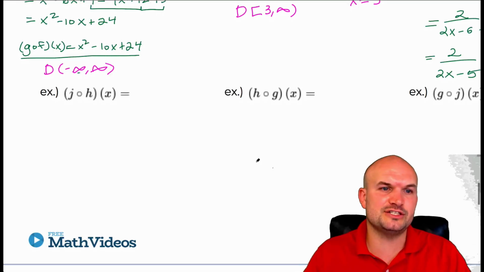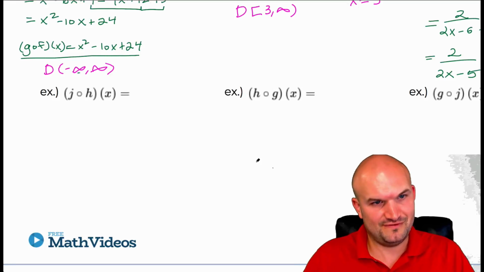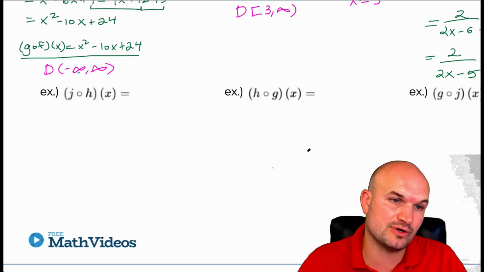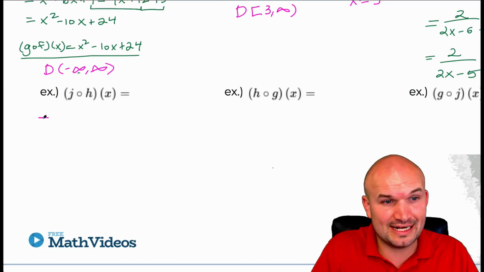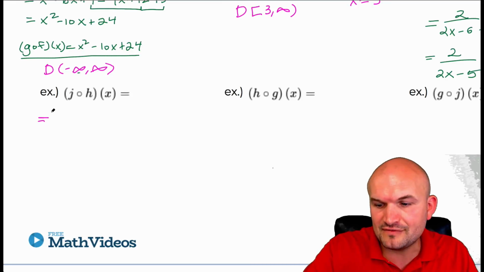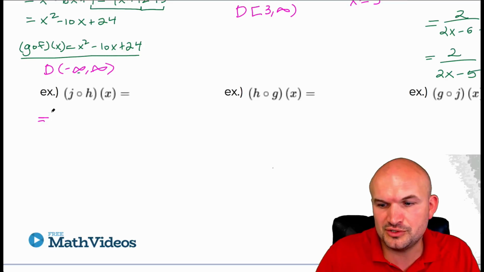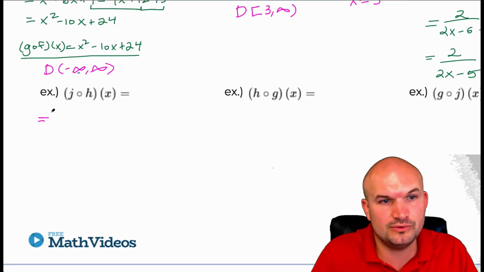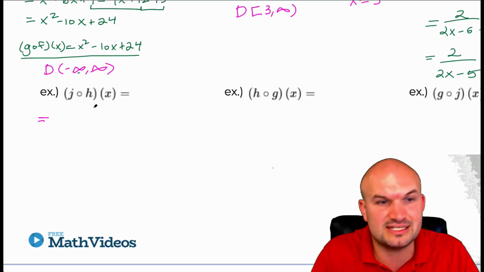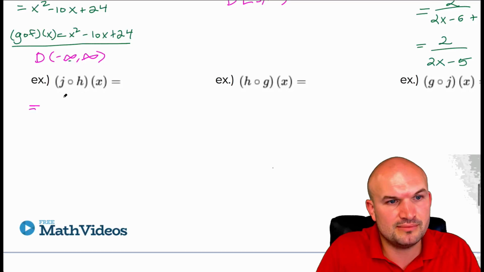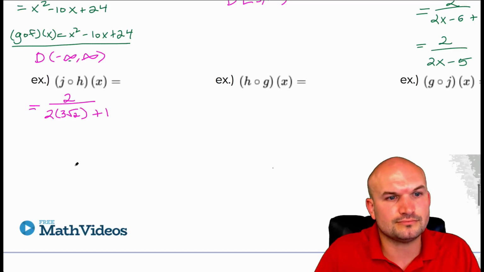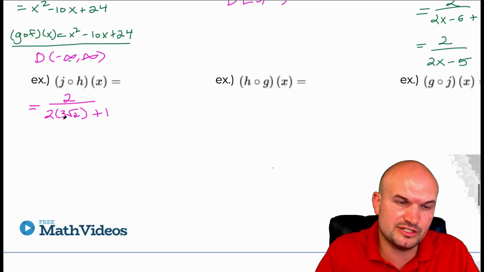All right, so now let's go and get into j of h of x. So now we're going to take our h of x function and we're going to be plugging it into j of x. So I'm just going to hop right into it because we already know our functions. I'm just going to plug them in. I'm not going to show the steps like I did up above. So h of x is 3 square root of 2. So this becomes 2 over 2 times 3 square root of 2. And that was plus 1. Okay, so that is my h of x being plugged into my j of x.